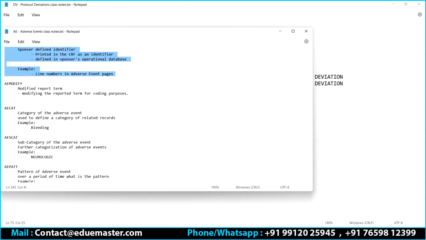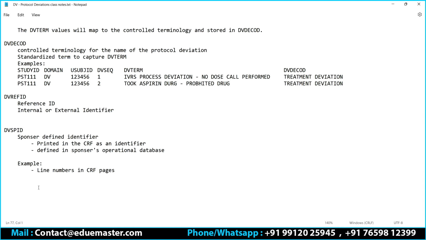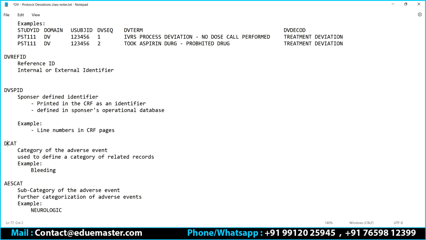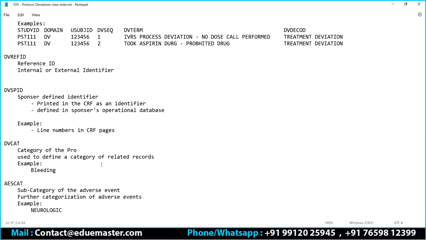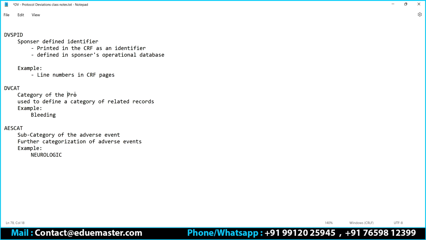Here I have category as well as subcategory. Correct. The same thing will also come here. Category of your protocol deviation. Maybe I can copy that from here. So it is going to be a category of your protocol deviation criterion.